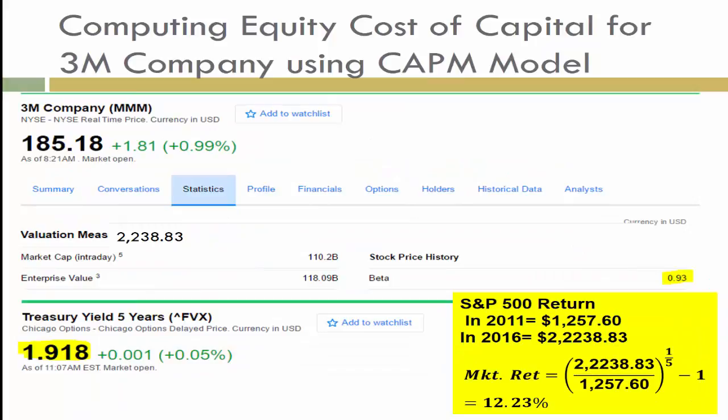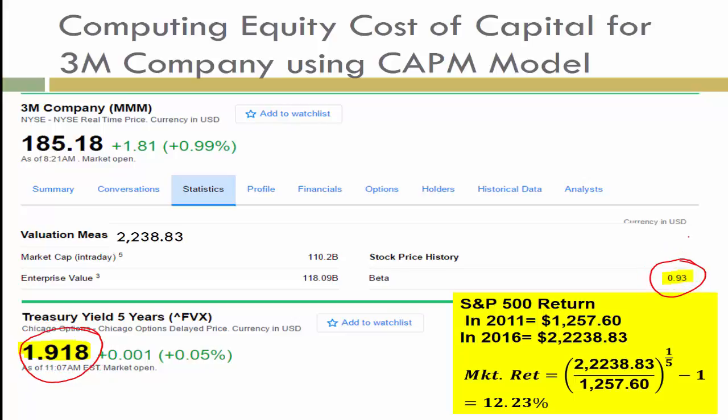Now what I want to do is move forward and calculate the equity cost of capital for this 3M company using CAPM. Again, I borrowed that information from Yahoo Finance, and here I have the beta. Most often these Yahoo Finance pages have the equity beta, and the beta I'm going to use is 0.93. And what is used as the risk-free rate? People have different opinions, and for this example, I'm going to use the yield on the 5-year treasury note as the risk-free rate, and for now it's 1.918%.